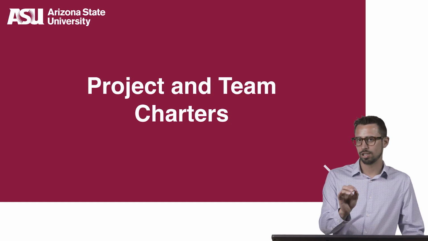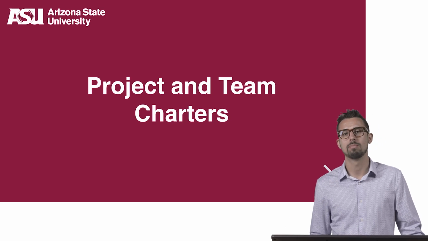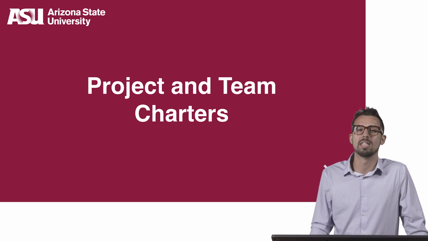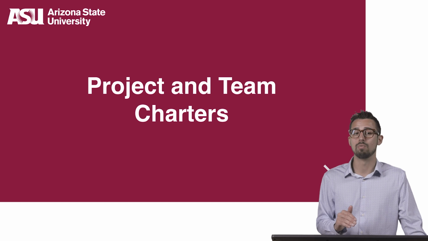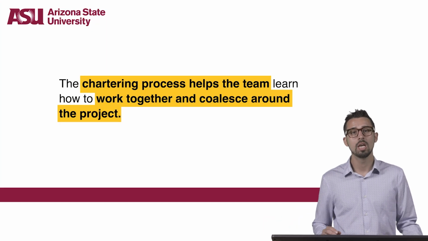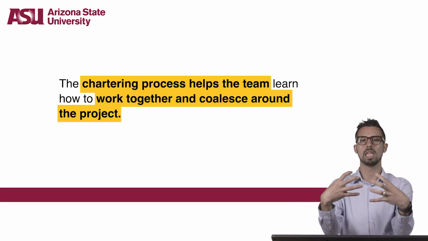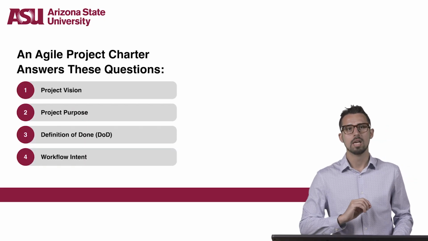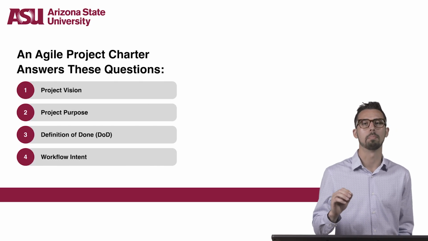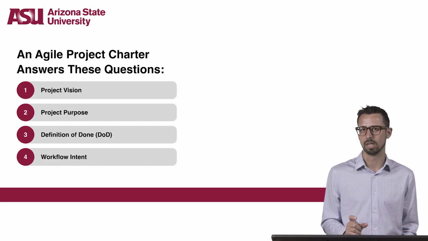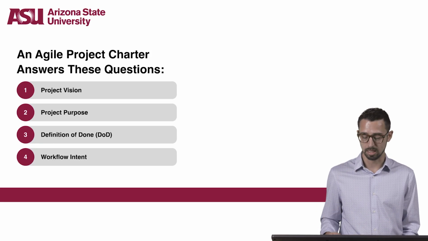However, the project charter itself may not be enough for the team. Agile teams sometimes require team norms and an understanding of how they ought to work together. In that case, the team might need what's called a team charter. The chartering process really helps the team learn how to work together and coalesce around the project. At a minimum for an Agile project, the team needs the project vision or purpose and a very clear set of working agreements. An Agile project charter really aims to answer these questions.